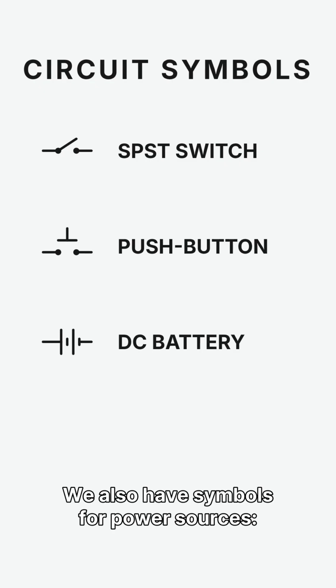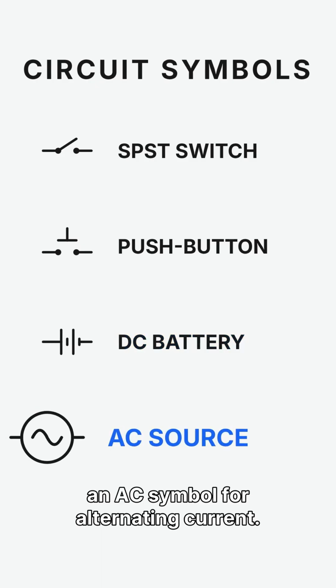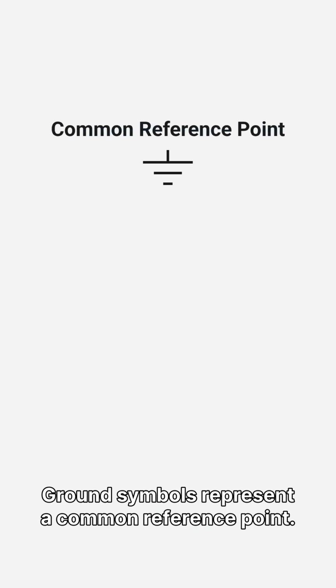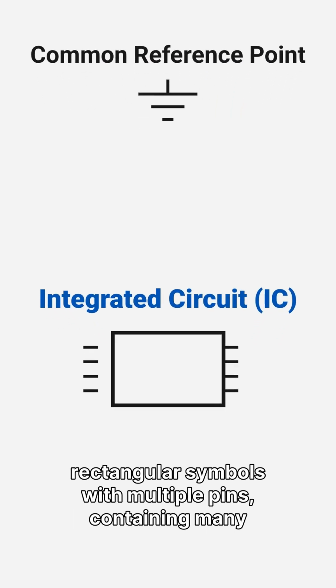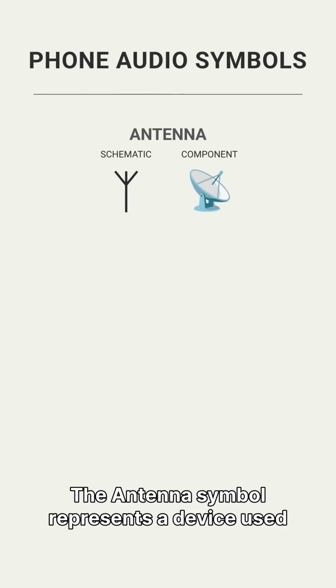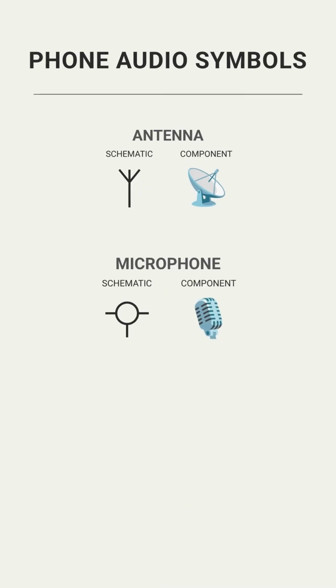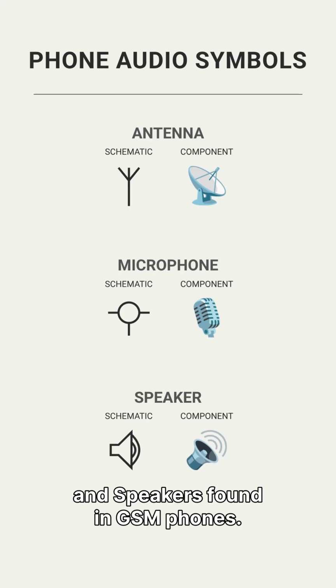We also have symbols for power sources, a battery symbol for direct current, and an AC symbol for alternating current. Ground symbols represent a common reference point. Integrated circuits, or ICs, are represented by rectangular symbols with multiple pins, containing many components in one chip. The antenna symbol represents a device used to receive radio signals. We also use specific symbols for microphones and speakers found in GSM phones. Finally, the fuse symbol represents a protective device.